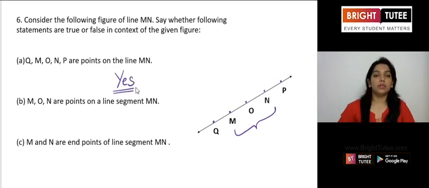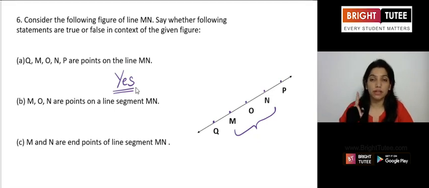Now moving to the next one. M, O, N are points on a line segment MN. Now look at this very carefully. They're not talking about the whole line. They're just talking about MN, just this portion of the line. This is of fixed length from M to N.